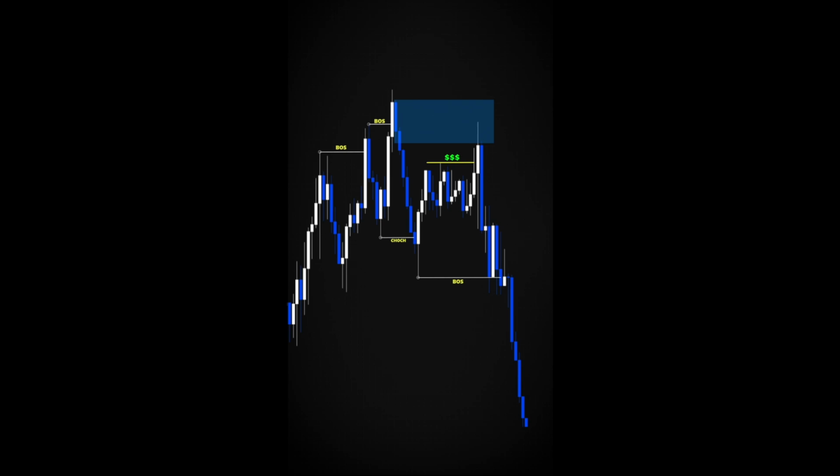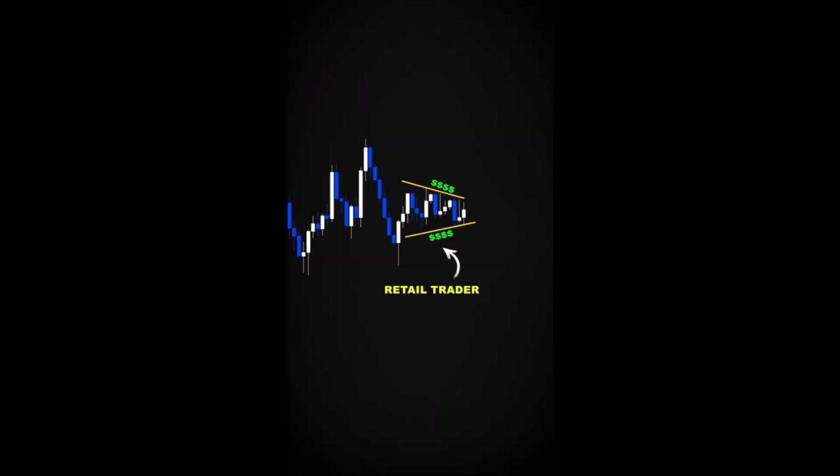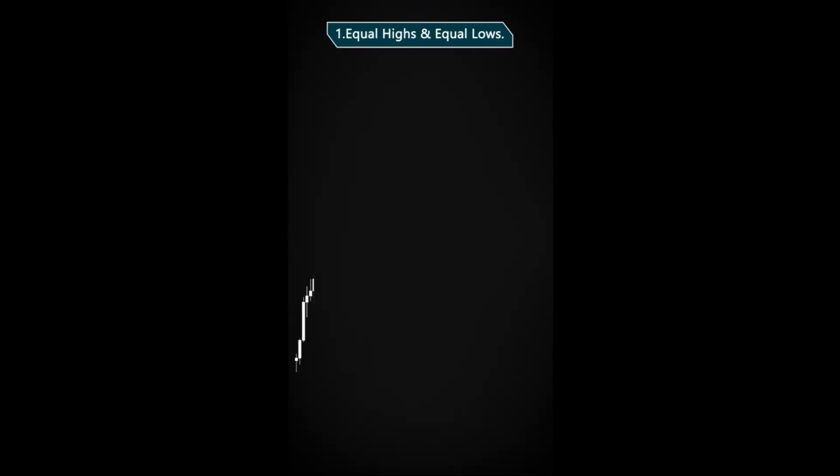Now that we understand how institutions grab liquidity, the next step is spotting where they actually build it. There are four important patterns that act as hunting zones for institutions. Levels where stops cluster, retail orders accumulate, and smart money sets up their moves. By recognizing these patterns on your chart, you'll be able to see exactly where liquidity sits and how it's being targeted, helping you avoid getting trapped as part of it. Let's start with the first pattern: equal highs and equal lows.